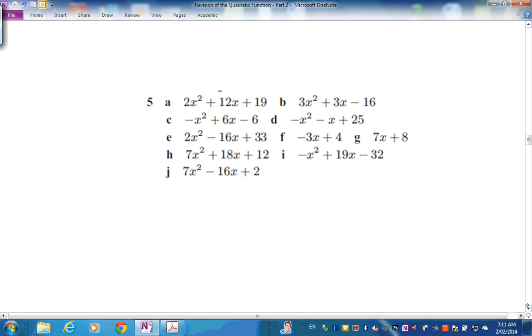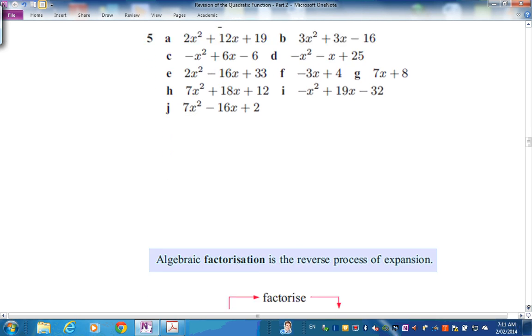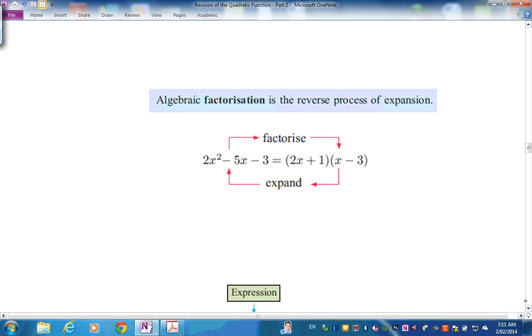Okay, let's go on. And we haven't got far to go now. We're going to go on to factorization. Okay, now factorization is going backwards, isn't it, from what we saw before. We're going to, well, forwards if you're going to the right here, but we're going to take an expression and write it as a product of factors. That means factors are two or more terms multiplied together to give the expression.